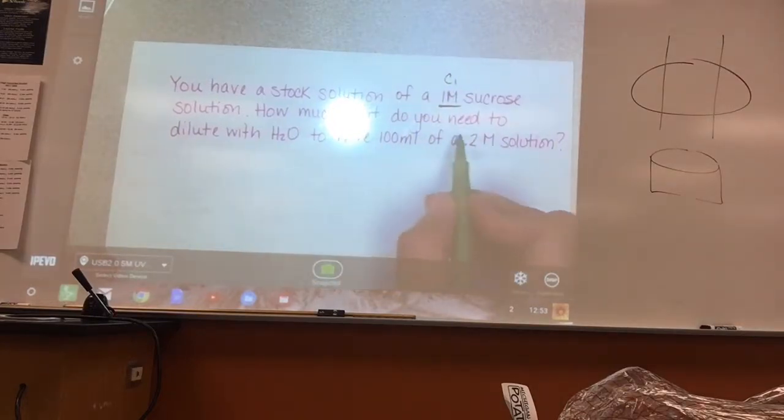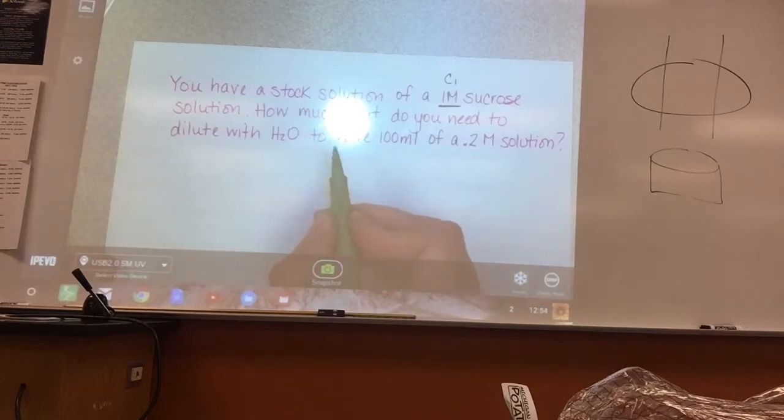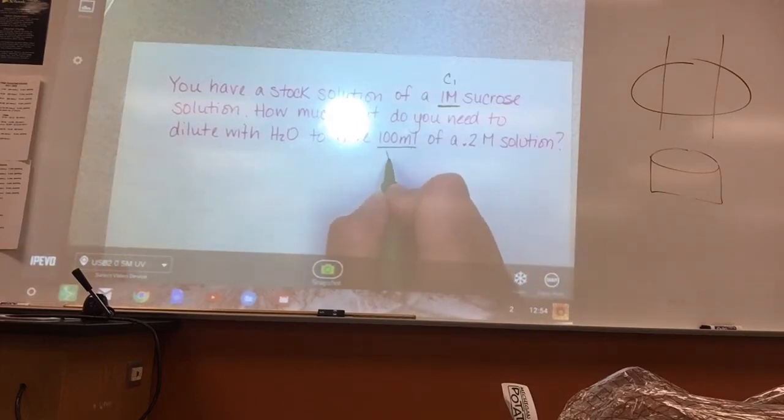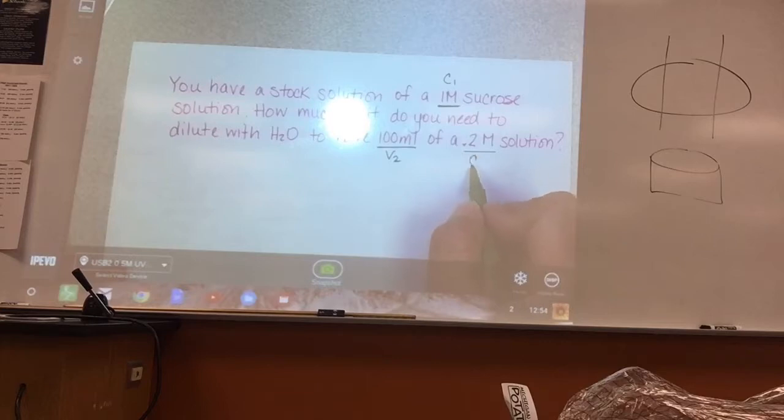All right. How much of it do you need to dilute with water to have 100 milliliters of a 0.2 molar solution? That's what you want at the end. So this is your volume at the end, this is V2. And this is your concentration at the end, C2.